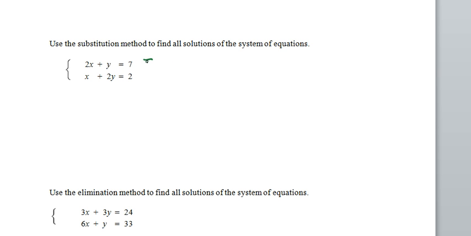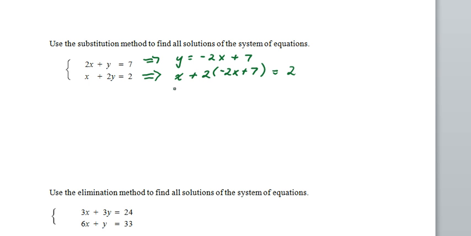to get y equals minus 2x plus 7. I'm now going to substitute that into the second equation, that is y written in terms of x, into the second equation to get x plus 2 times negative 2x plus 7 equals 2.